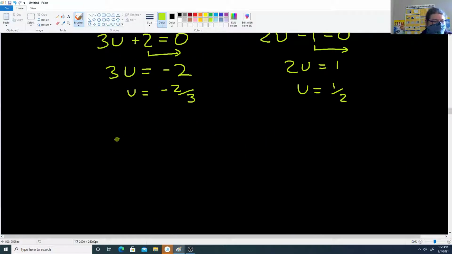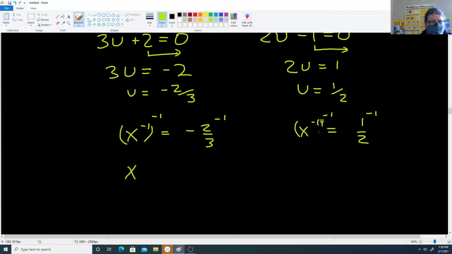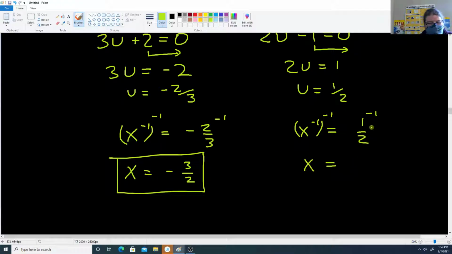So now I need to go back from u's. I need to go over to x to the negative 1 equals negative 2/3, and x to the negative 1 equals a half. We're going to raise both sides to the negative first power. X to the negative 1 to the negative 1 is just x, because negative 1 times negative 1 multiply. Then that equals, when you have a fraction raised to the negative first power, you flip the fraction over. So this one becomes 2/1, which is 2.